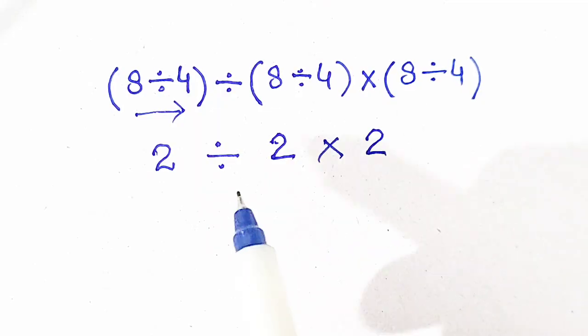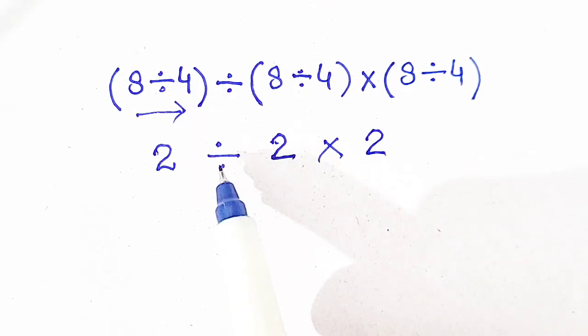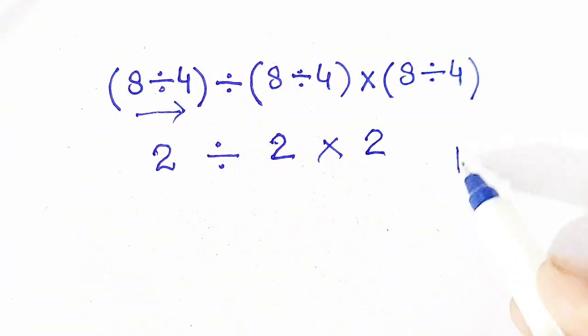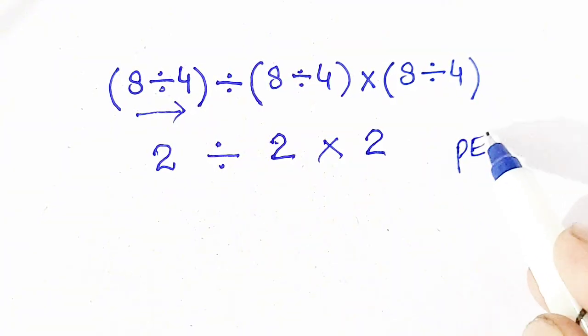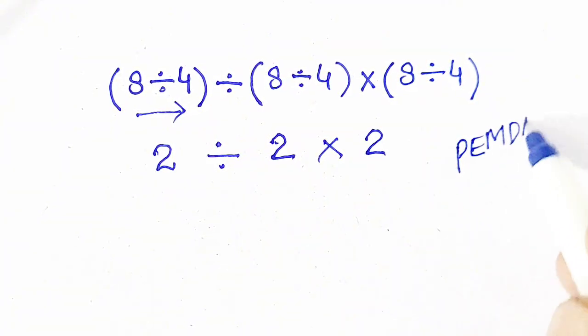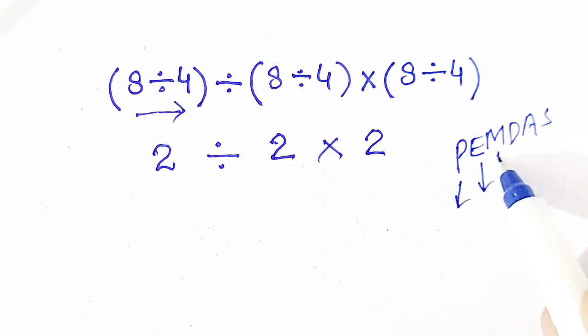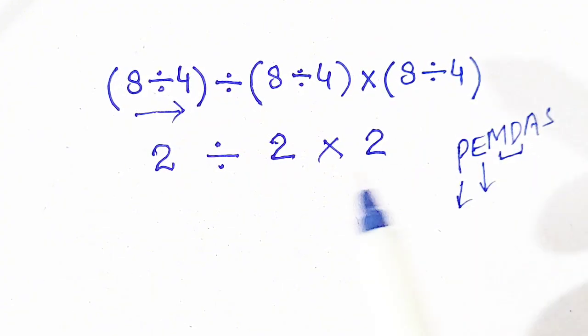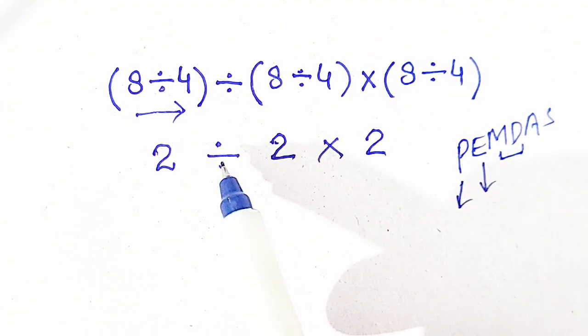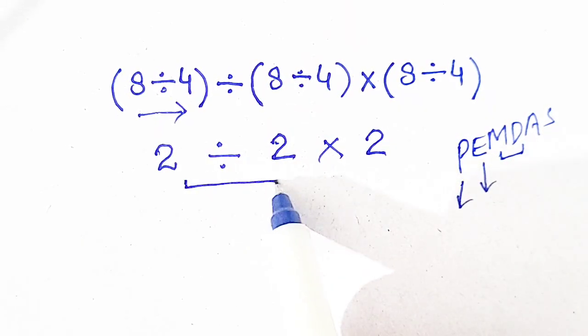Now the question is, first of all, do we have to solve division or multiplication? This problem has been solved by PEMDAS. According to PEMDAS, first of all, parentheses should be solved, then exponent, then multiplication and division both have the same priority, but the operation which is at left will be performed first. So we have to divide first.